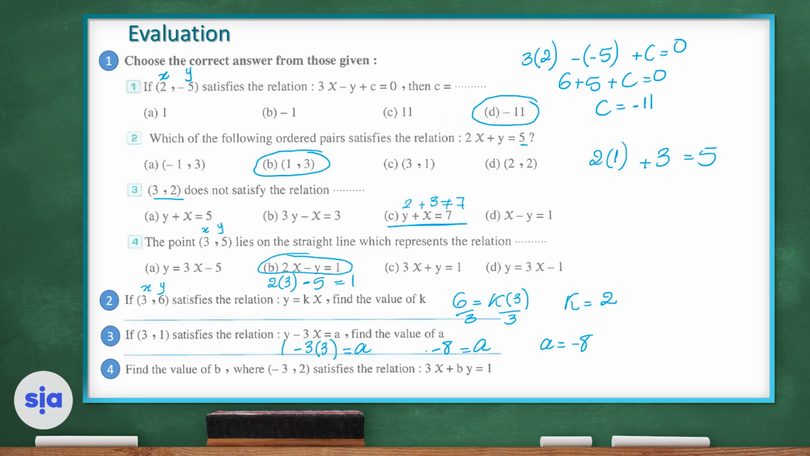Question 4, find the value of b where this is x and this is y and it satisfies this relation. So 3 times negative 3 plus 2 times b equals 1. So negative 9 plus 2b equals 1. Then 2b equals 10. Automatically b will be equal to 5.